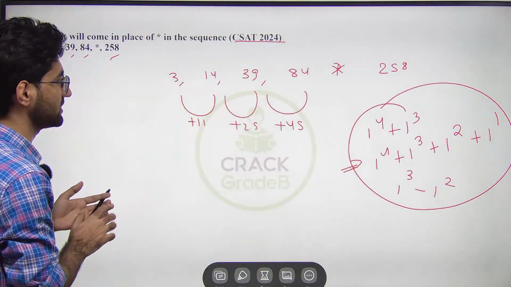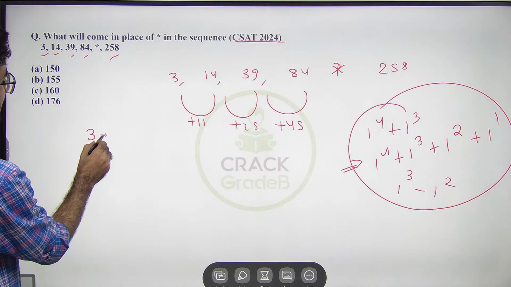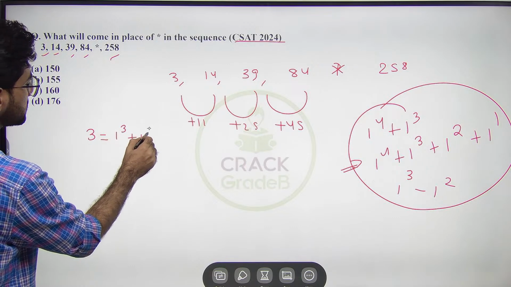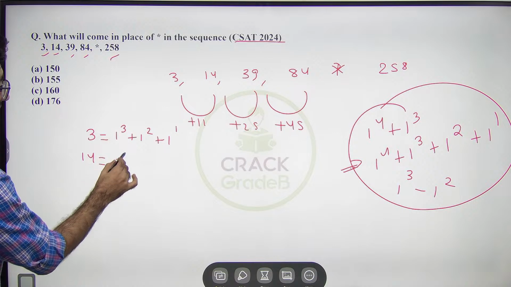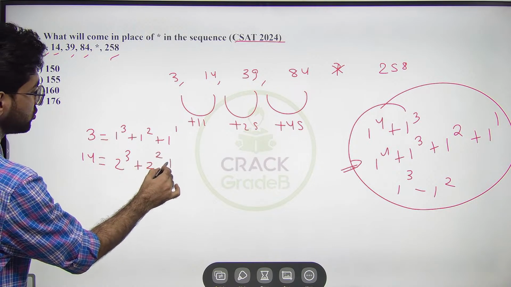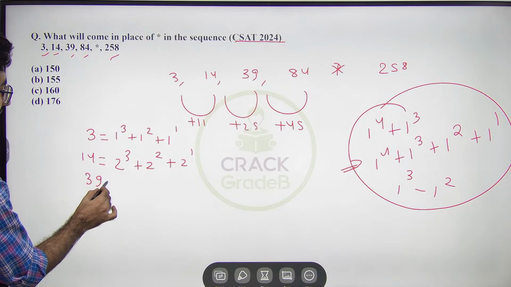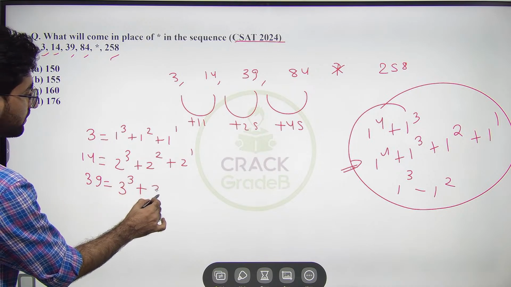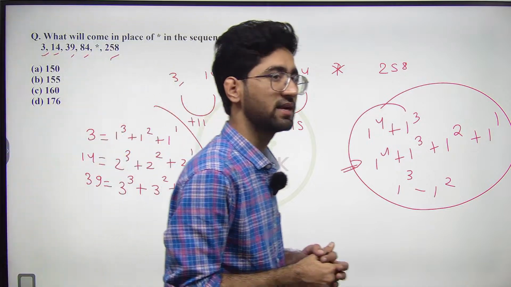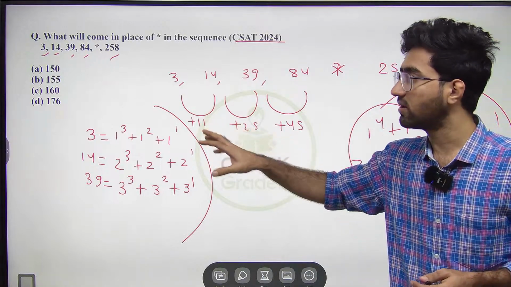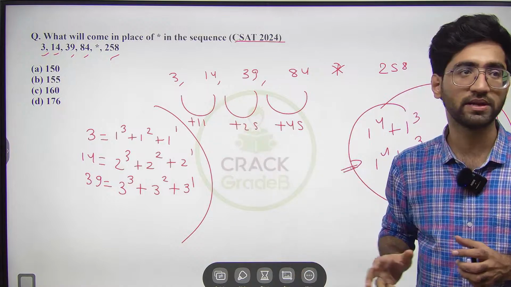What is the pattern in this question? The simple pattern is 3 has been written as 1 cube plus 1 square plus 1 to the power 1. 14 has been written as 2 cube plus 2 square plus 2 to the power 1. Similarly, 39 has been written as 3 cube plus 3 square plus 3 to the power 1. Now, if you are thinking that no one can understand the pattern behind this sequence easily.